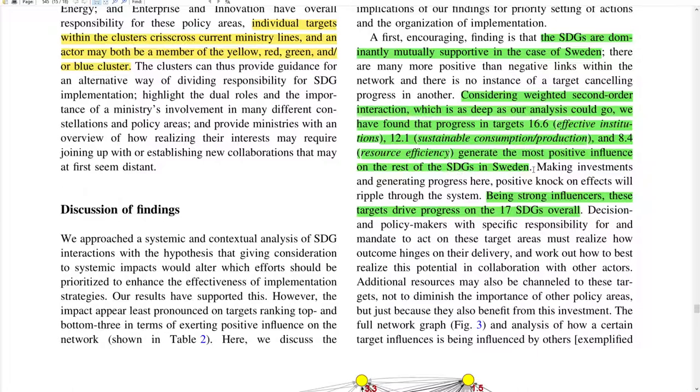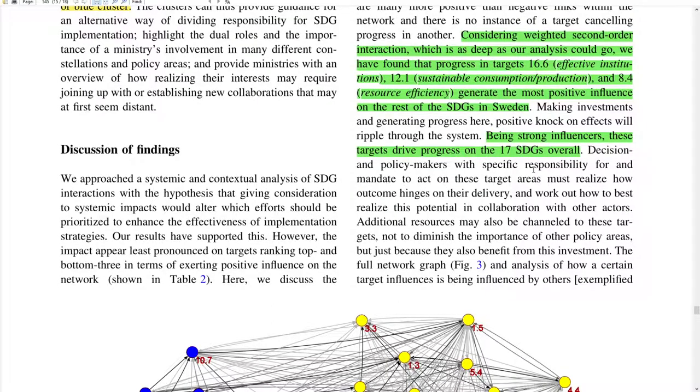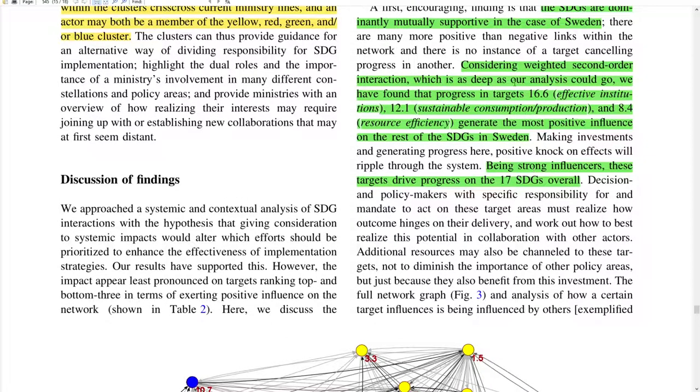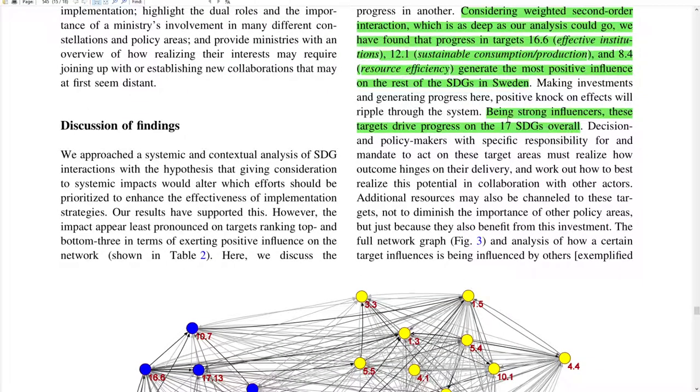This is some systemic decision-making perspective, priority setting, whatever you want to call it, because it's taking into consideration... it's not comprehensive in the sense that they did not go beyond the second order interactions, but it's still pretty good analysis. And being strong influencers, these targets drive progress on the 17 SDGs overall. 16.6, 12.1, and 8.4.